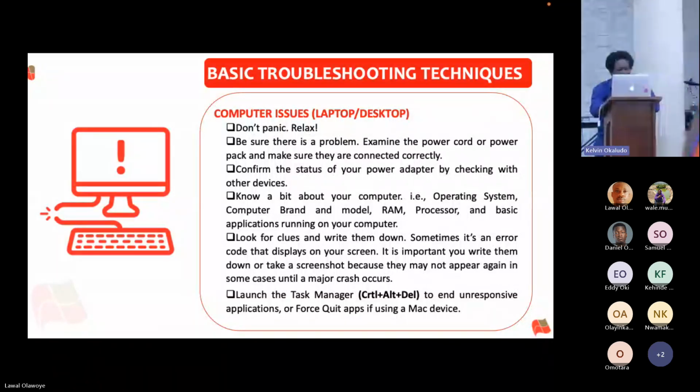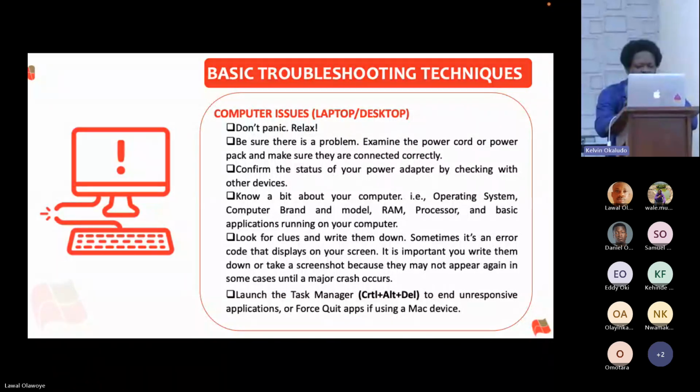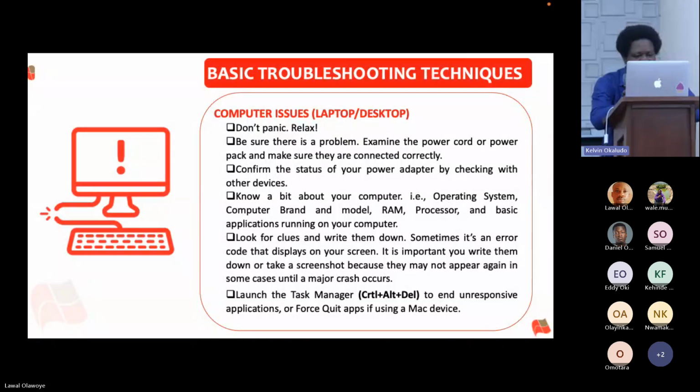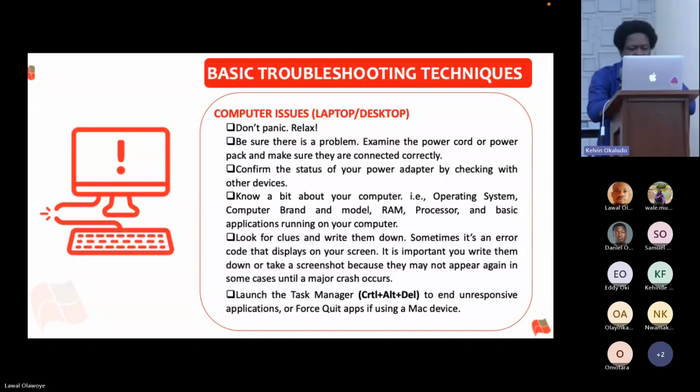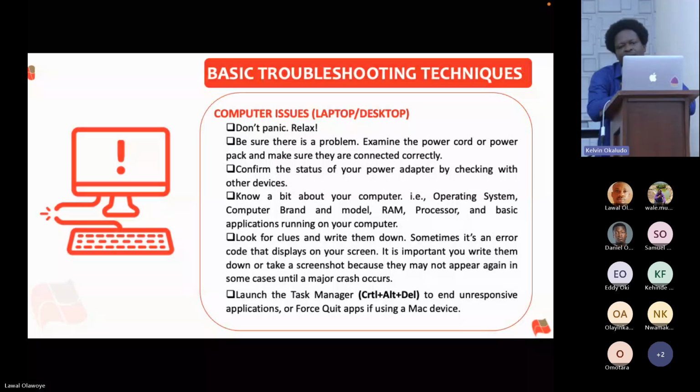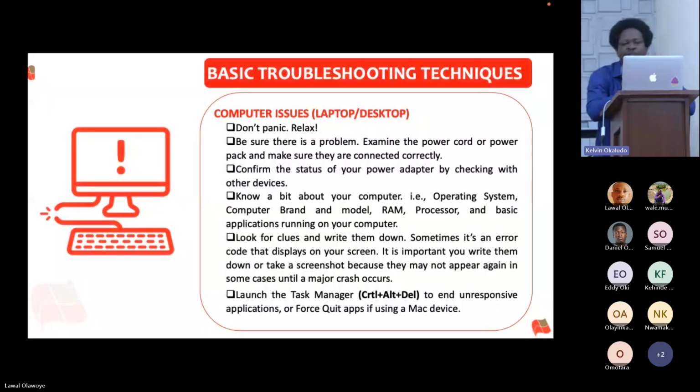Okay, so we've addressed the parts where you can know the specification of your systems. The next point is looking for clues and writing them down. If you're working on your system and a strange box pops up without you clicking on anything, it's always advisable to take a screenshot. On Windows, this is Control P. We all know Control P. Then on Mac, it is Shift Command 3. That's on your Mac system.